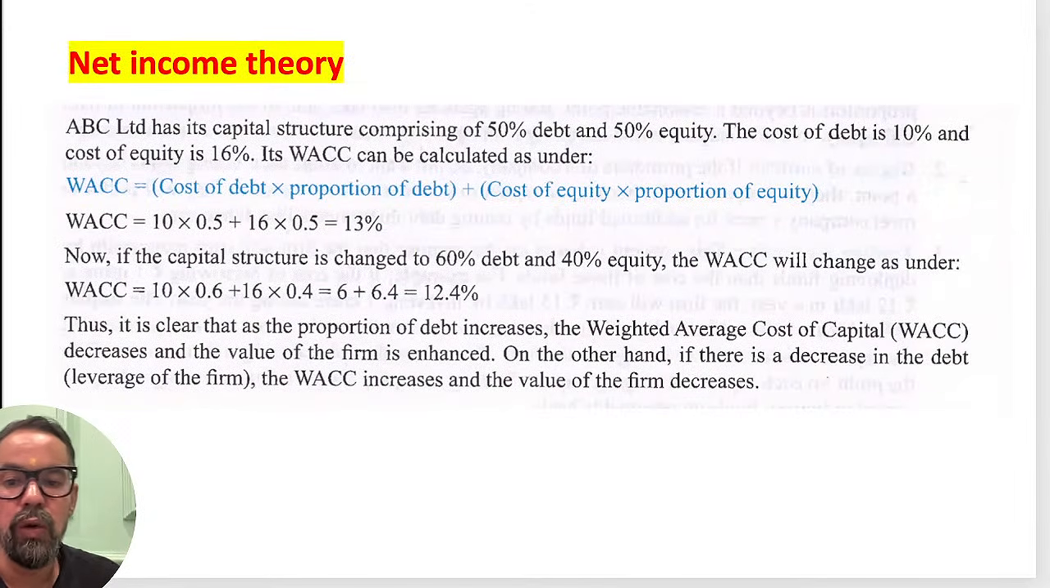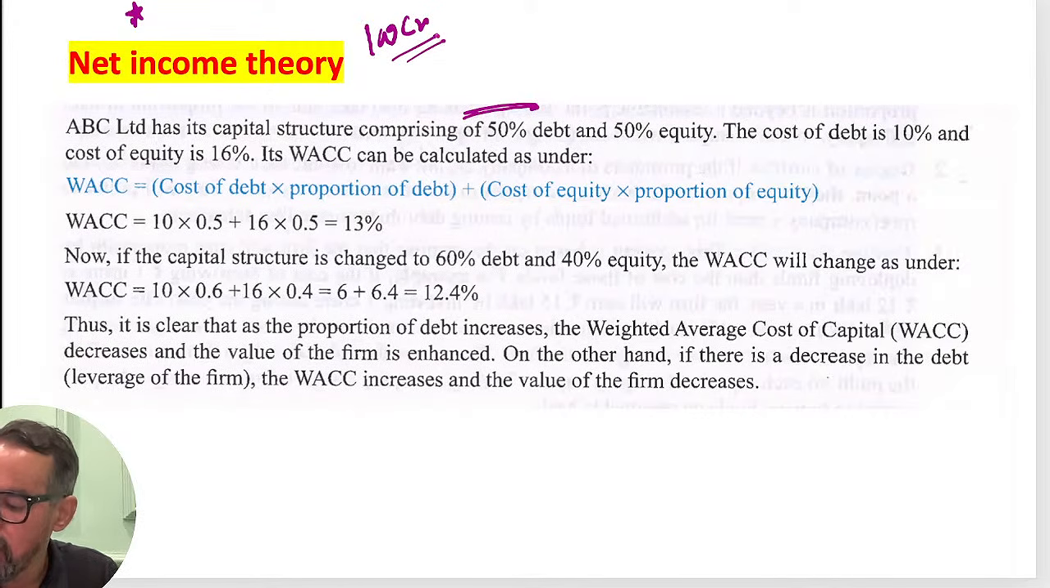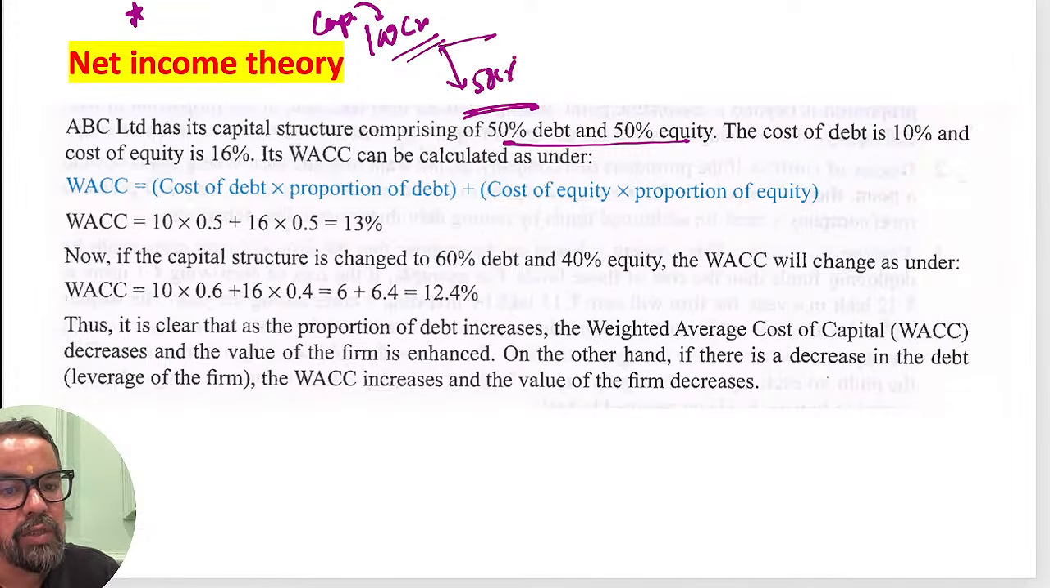Now if you go for how this net income theory is justified, suppose there is a company that has a capital of, suppose, what amount of capital do they have, okay? Let's say they have a capital of 100 crore rupees, meaning they have raised 100 crore rupees from the market where their debt to equity ratio is 50-50, meaning out of this, 50 crores they have raised from equity and 50 crores they have raised from debt.